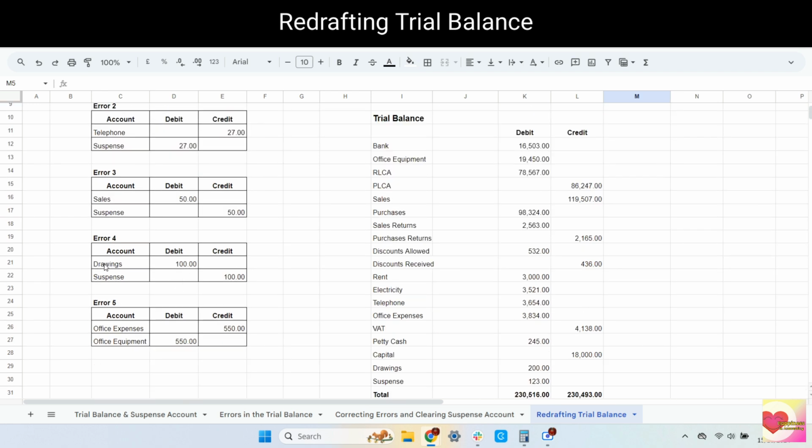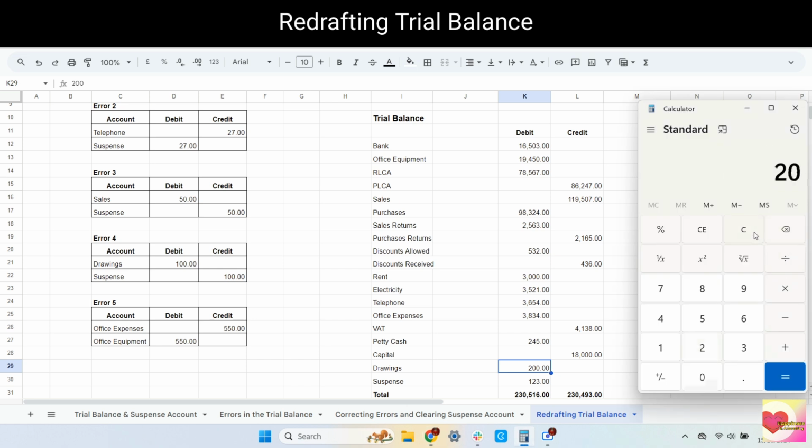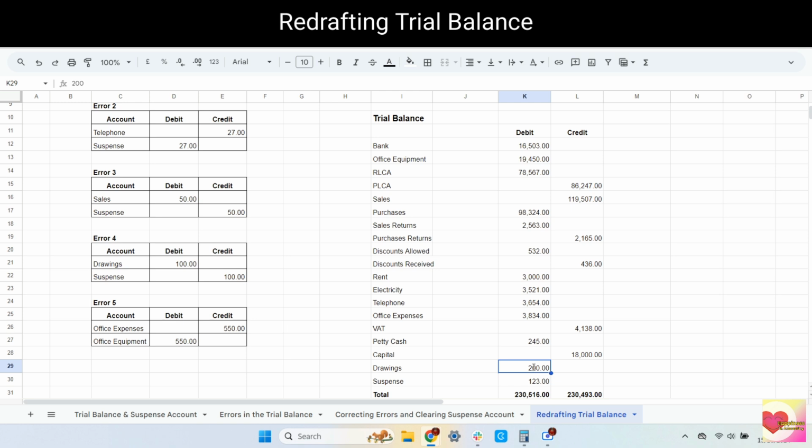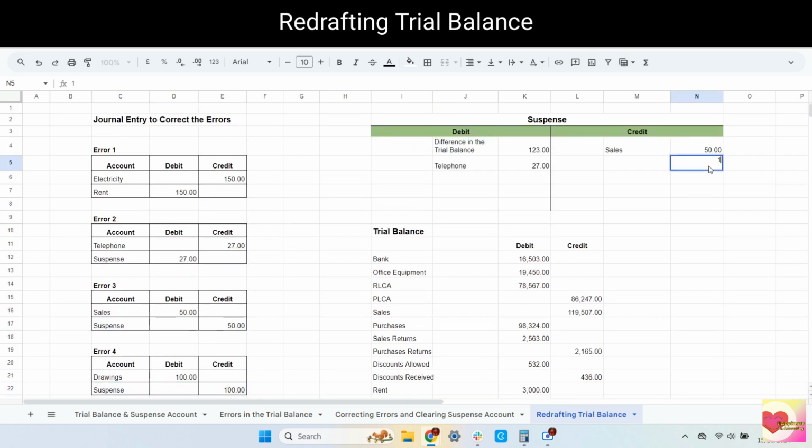Next, drawings, 100 in debit, so this will increase our drawings in debit. Next, suspense, 100 in credit, so let's enter this to our suspense account, 100. For the details, the opposite account, which is drawings.